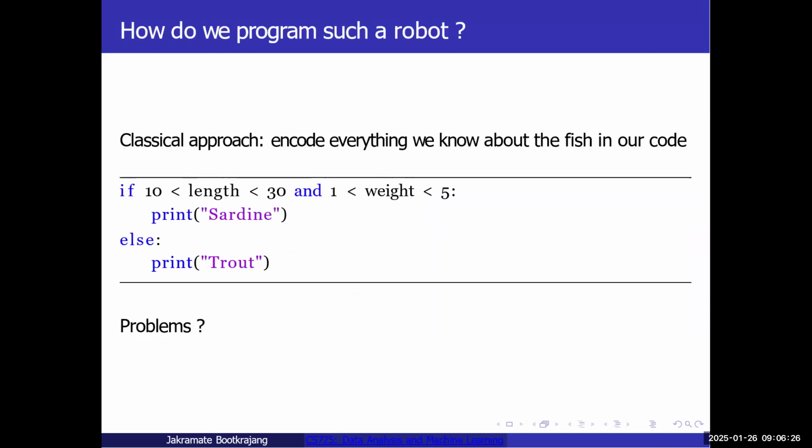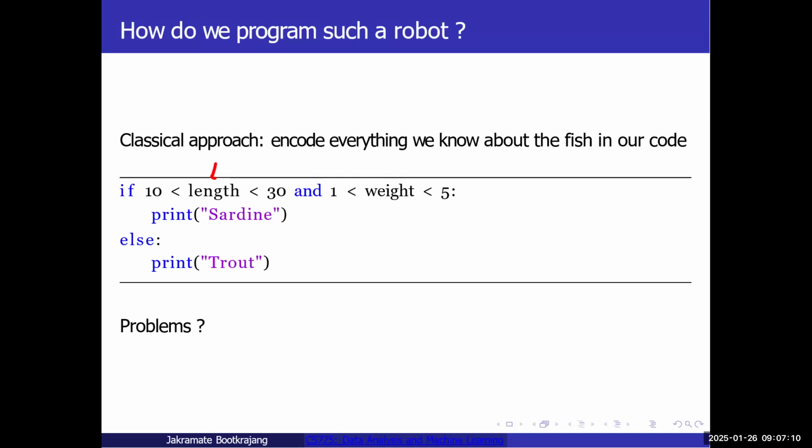So at the beginning, we have a programmer, right? And we can program the sorting process of the fish, right? You can code it, right? So for example, you have this simple if-else structure. You have if the length is between 10 and 30 and the weight between 1 to 5, then you say that is a sardine, right? Anything else is going to be a trout, right?